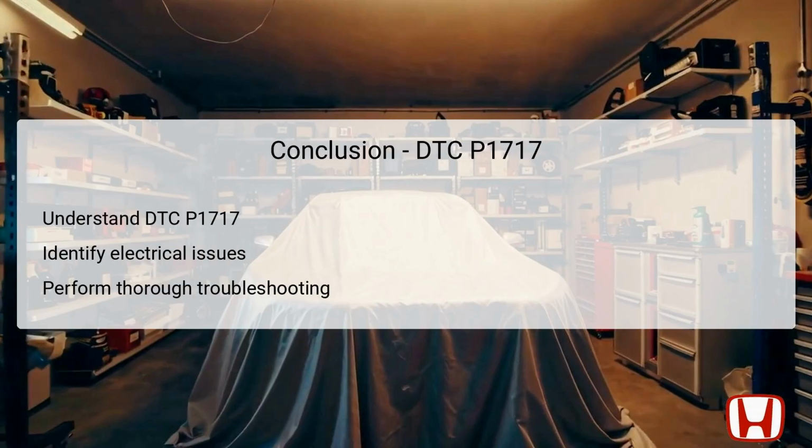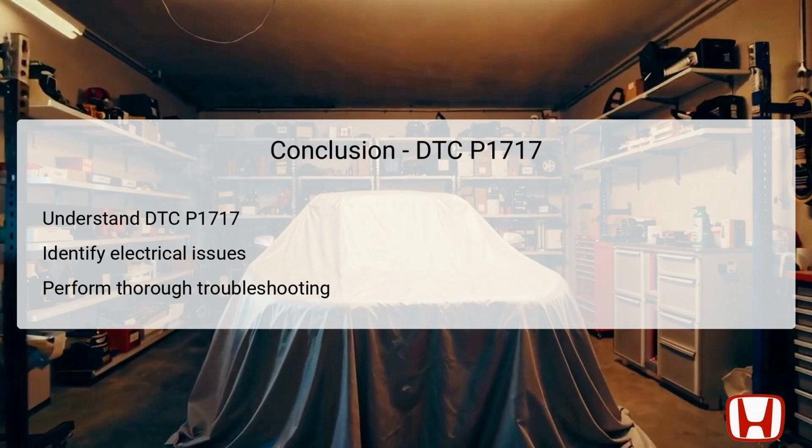In conclusion, DTC P1717 serves as a clear indication of potential electrical issues related to the transmission range switch system in Honda Civic models from 2011 to 2015. Understanding the intricacies of this DTC is essential for effective diagnosis and repair.